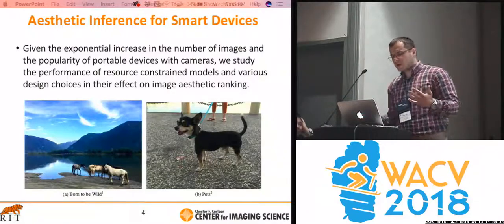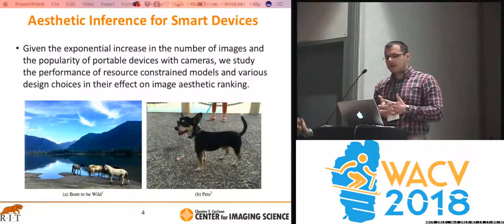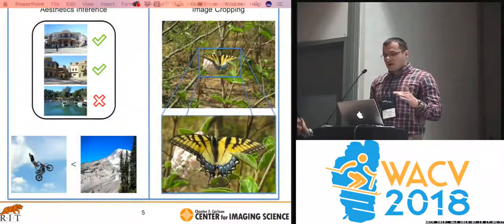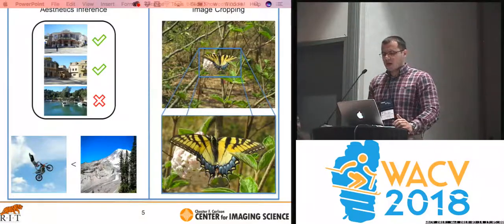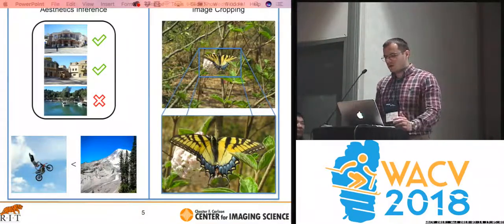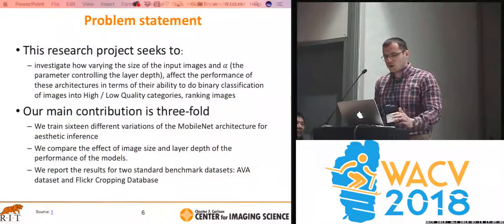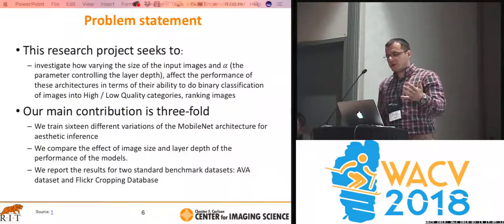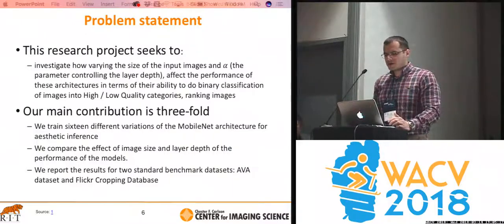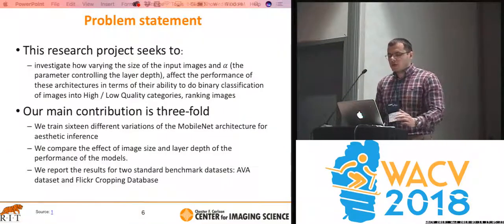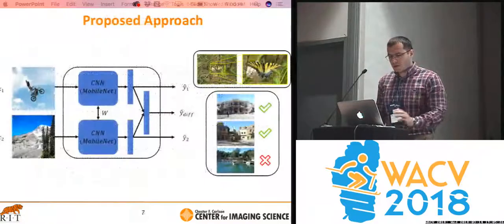With the exponential increase in the number of images and the popularity of portable devices, we studied the performance of resource-constrained models on various design choices in their effect on image aesthetic ranking. We study particularly two problems: aesthetic inference and image cropping. Our main goal was to study how the varying input size and the depth of the layers, which control the complexity of the models, affected the performance of our models in binary classification, image ranking, and image cropping. These are the main contributions, which I'll get to later.